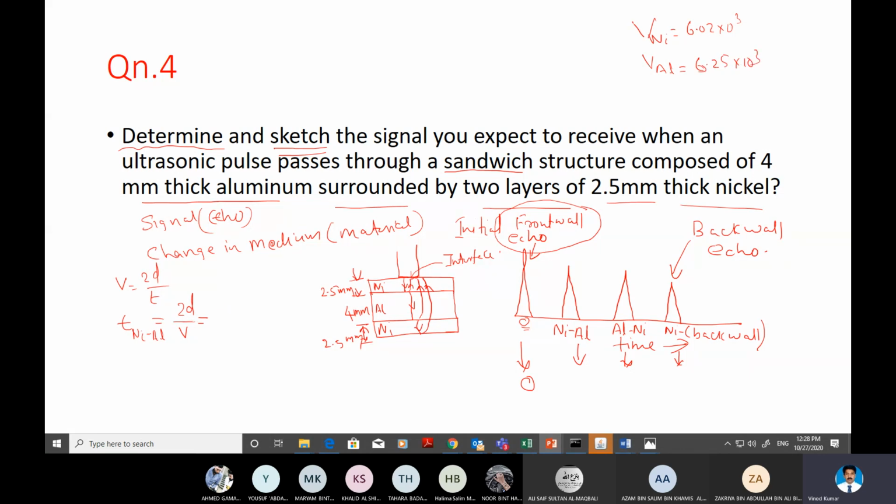So here, 2 multiplied by the distance. How much is the distance here for nickel aluminum? That means complete nickel, 2.5. So I will write 2.5 times 10 to the power minus 3 to convert millimeter to meter, divided by the velocity through nickel, because even for the nickel aluminum interface, it is through nickel only. So we have 6.02 times 10 to the power 3. Can you calculate how much is the time from the nickel aluminum interface?